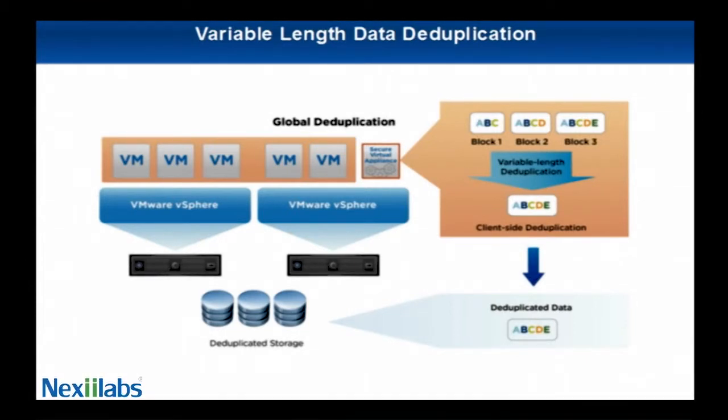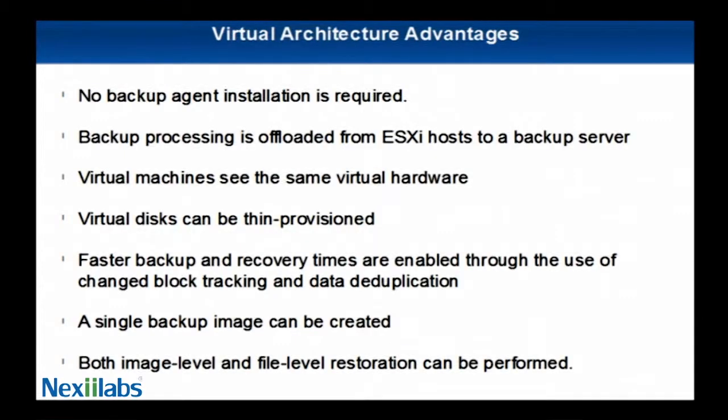By providing the highest possible level of deduplication, variable length deduplication reduces backup storage, improves backup times, and lowers the cost. The advantage of using VDP is that no backup agent installation is required. Use of virtual machine snapshot functions is enabled. Backup processing is offloaded from the ESXi host to a backup server. Thus, ESXi host resources are not used for backup processing.